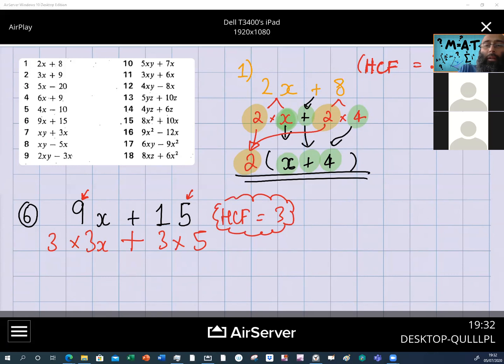Now we're going to use the highlighter to indicate the common part, which is the 3. So the 3 we're going to pull out and put outside. Now, what do we copy down, Leila? 3x add 5. So the bits that you multiply by, this bit, and this bit.